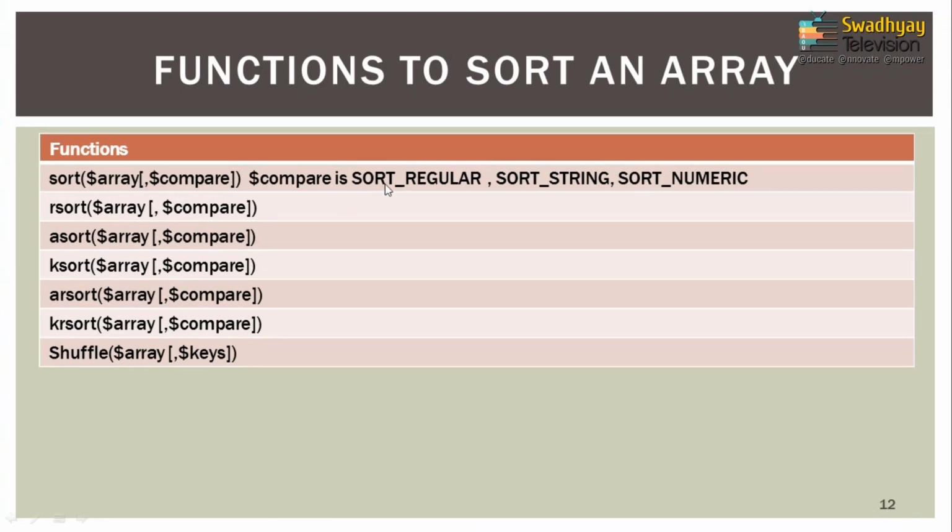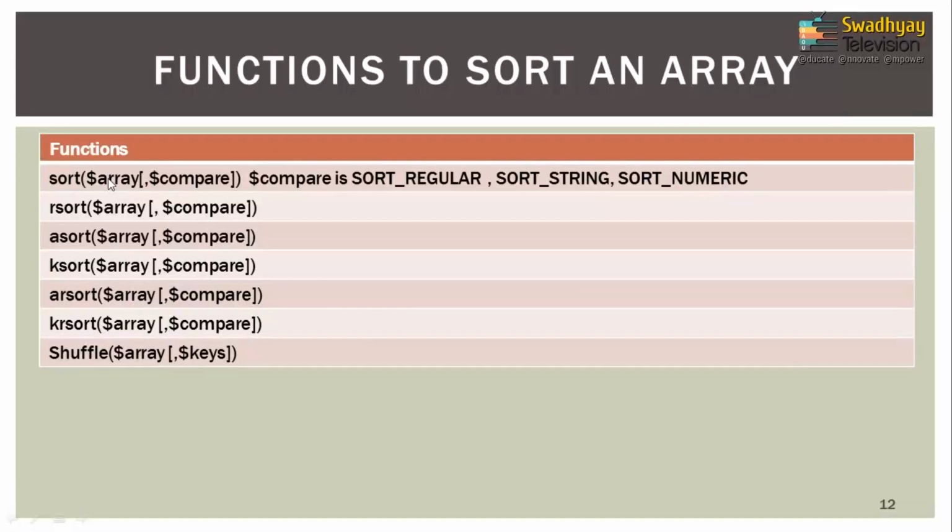By default it will sort regular, these are the constants. So, it will use relational operators to sort array elements. If you provide SORT_STRING, first it will convert the values to strings and then make the comparison, and if you provide SORT_NUMERIC, it will first convert into numeric values and then compare. So, this will sort the array and re-index the array as well. rsort is actually sorting in descending or reverse order, and it will again re-index the array.